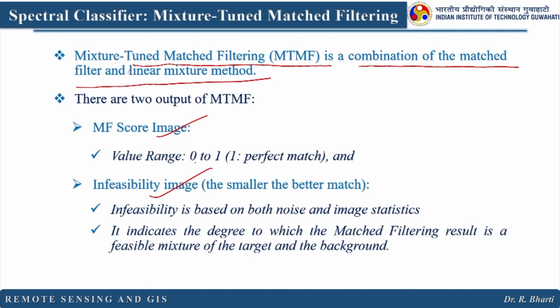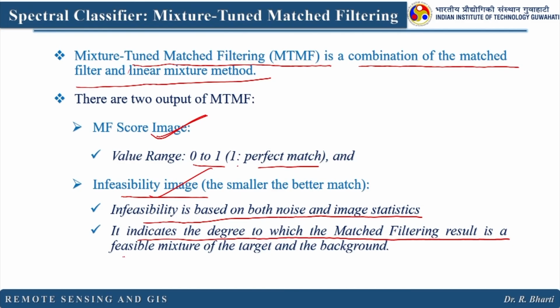The value ranges between 0 and 1, and once you have 1 in the MF score image, that means it is a perfect match. So close to 1 or towards 1 is good. The infeasibility image is based on both noise and image statistics, and it indicates the degree to which the matched filtering result is a feasible mixture of the target and the background.